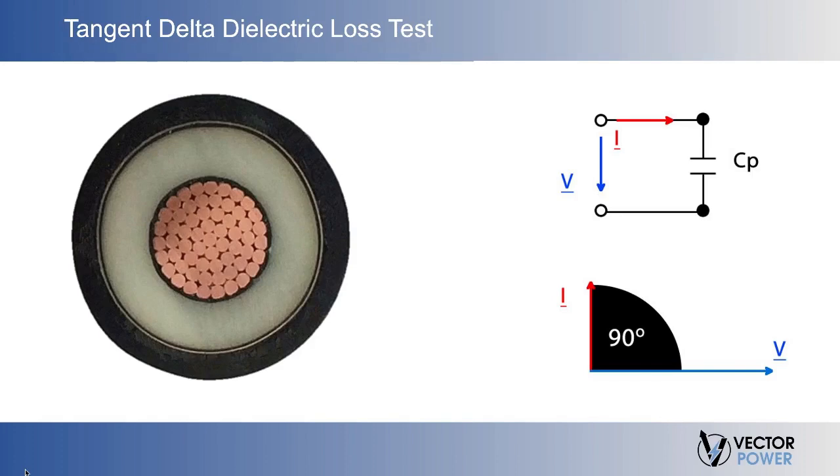Now, if the insulation of a cable is free from defects like water trees, electrical trees, moisture and air pockets, etc., the cable approaches the properties of a perfect capacitor. It is very similar to a parallel plate capacitor, with the conductor and the neutral being the two plates separated by the insulation material. In a perfect capacitor, the voltage and current are phase shifted 90 degrees, and the current through the insulation is capacitive.